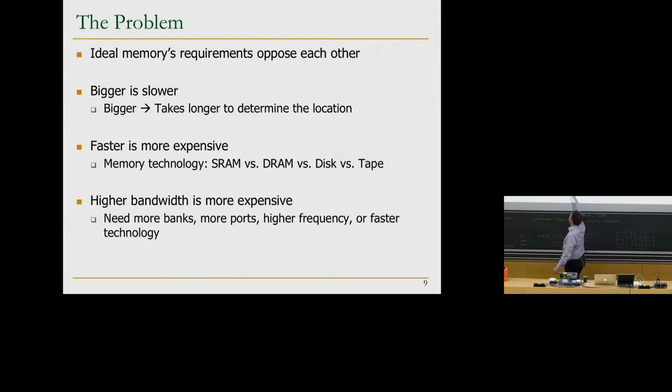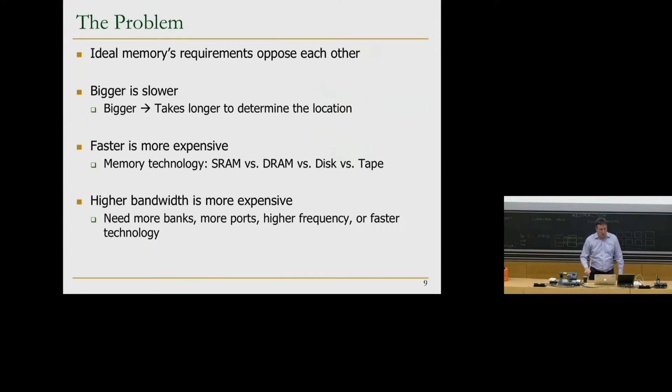Just to bring it out, why is bigger slower? It takes longer to find out where the location is. Faster is more expensive. You may need to use different technology, SRAM versus DRAM versus tape, etc. And higher bandwidth is more expensive, which means that you need to have more banks physically available in parallel. You have to have more ports, or you need to use higher frequency, or you need to go to a technology that allows you to switch faster, meaning a new technology.